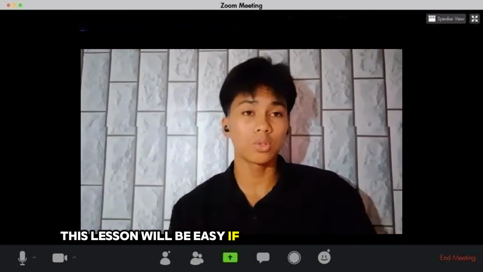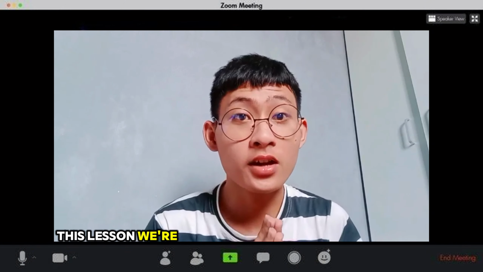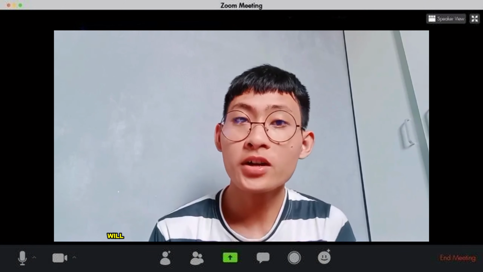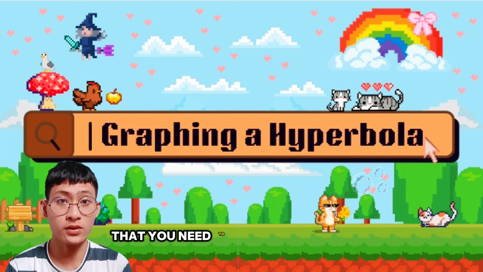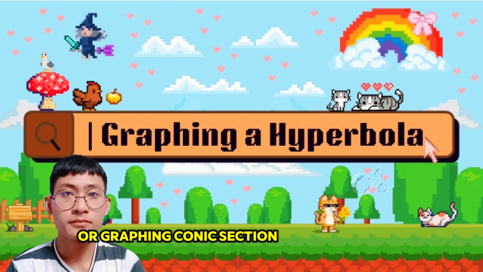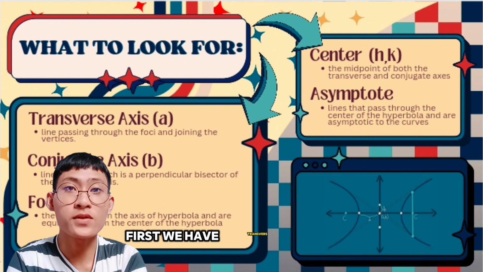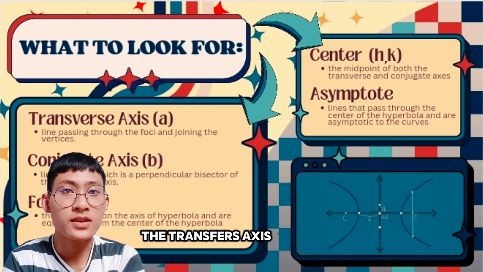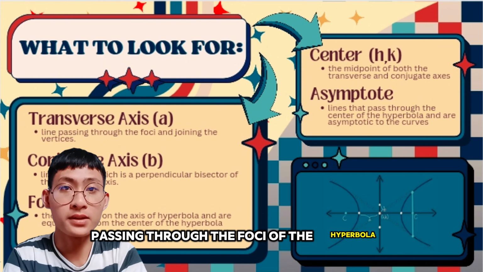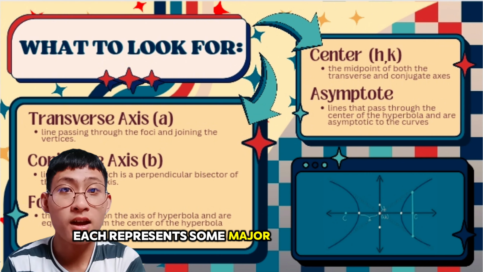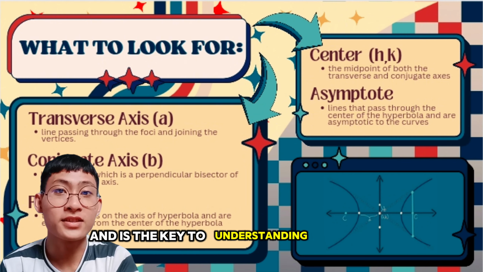This lesson will be easy if you really understand it. In this lesson, we're going to focus on hyperbolas. Now this guide will explore the essential features of hyperbolas that you need to focus on when analyzing or graphing the conic section. What to look for? First, we have the transverse axis, or A. The transverse axis is a line passing through the foci of the hyperbola, joining the vertices. It represents the major axis of the hyperbola and is the key to understanding its shape.